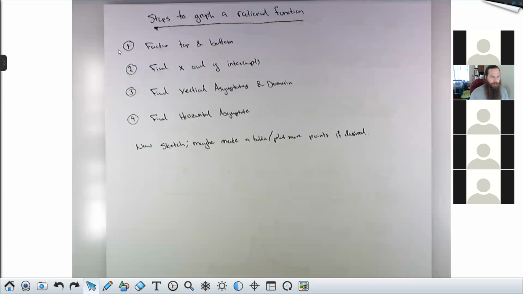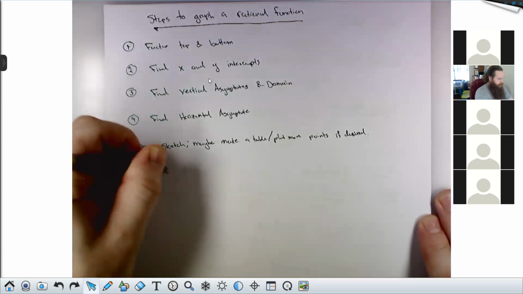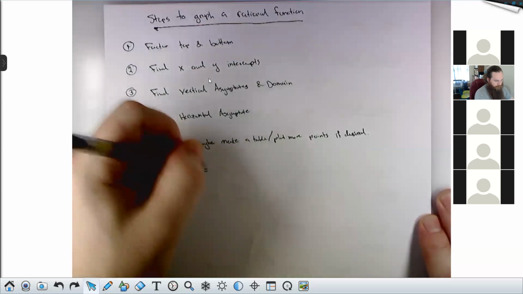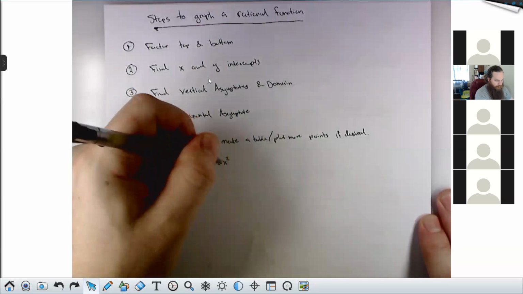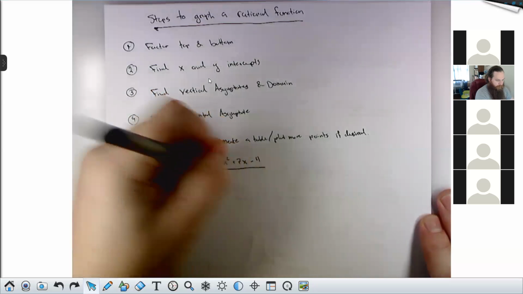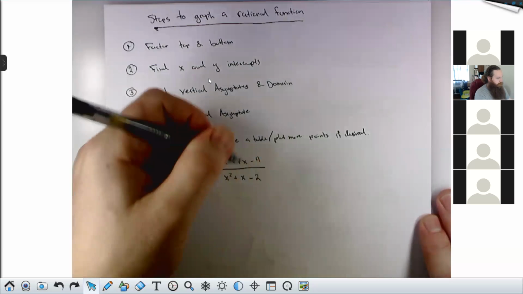I'm going to go ahead and follow these steps to graph one more function, and then we're going to be done with this section. So let's sketch the graph of r of x equals 2x squared plus 7x minus 4 divided by x squared plus x minus 2.